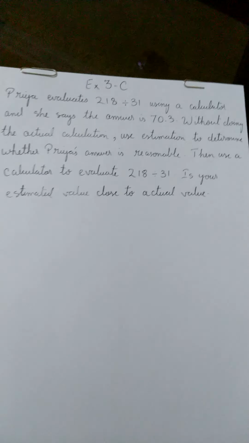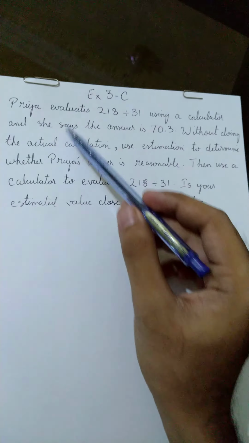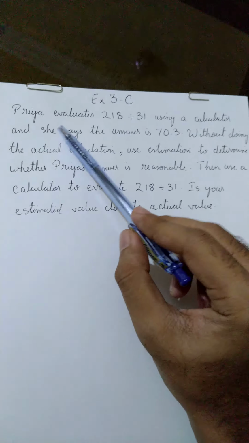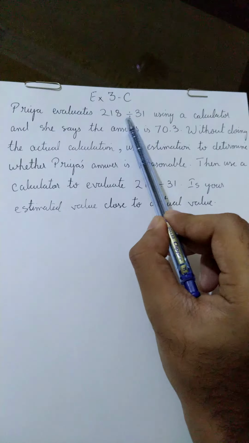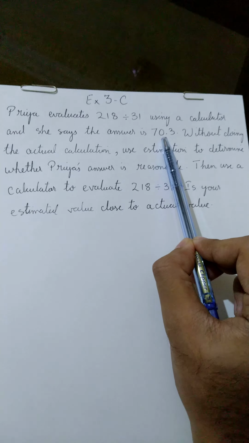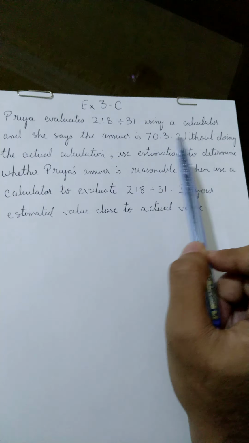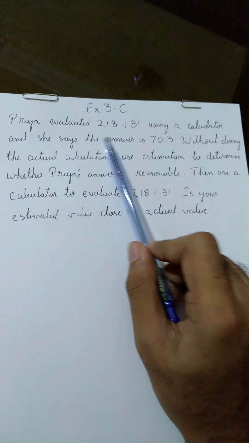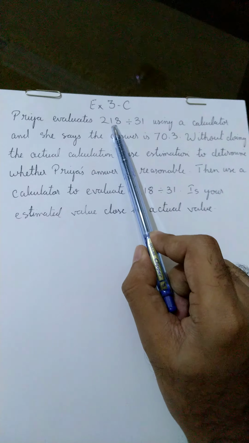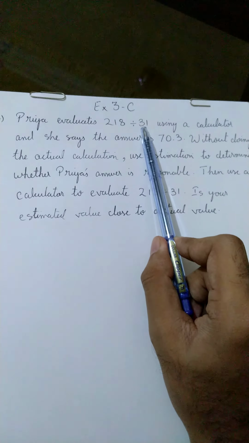Okay, so here the question is long, so we have to break it into two parts. Whenever the question is long, try to break it into two parts so we can solve it in two different parts. Number one, this is an expression given to us, and Priya evaluated this and she got an answer of 70.3. Without doing the actual calculation, we will use estimation. Estimation is when we round off this number to the nearest 10 and also this number. Both of the numbers should be rounded off, and then we will solve them.